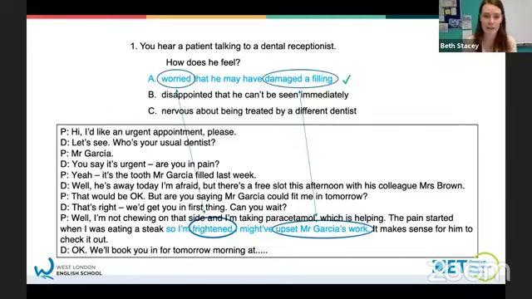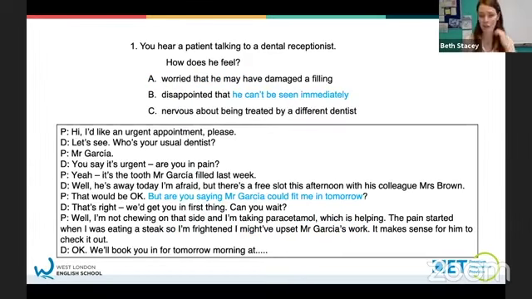So how does the patient feel? Well, he's frightened that he's upset the dentist's work. So he's worried that he has damaged a filling. We know that he did the filling last week because of that fifth line down. It says, yeah, it's the tooth Mr. Garcia filled last week. So we know that the filling was already done. Let's look at the distractors.